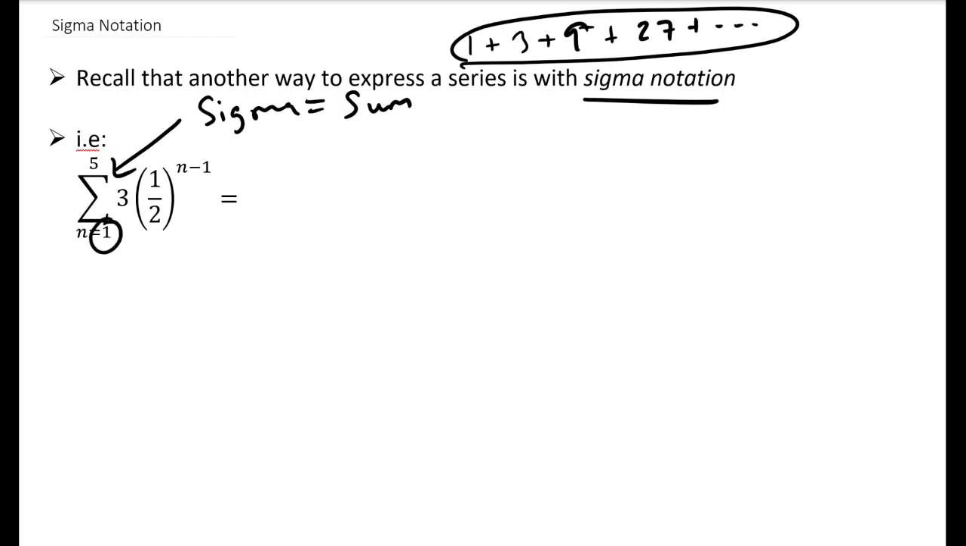This is called the lower limit, and this tells you the number that you're going to start out with. So you're going to start out with the first term, and then this is your upper limit, and this is telling you where you're going to end. So your lower limit is your beginning point, your upper limit is your ending point.